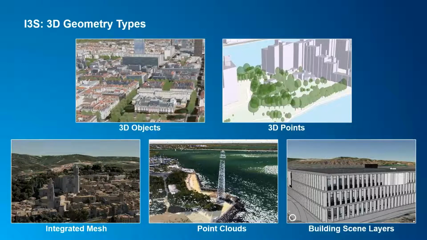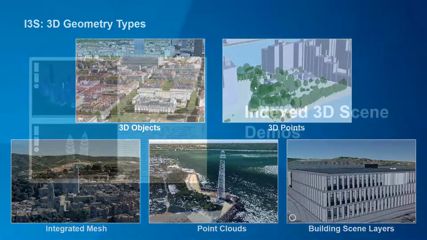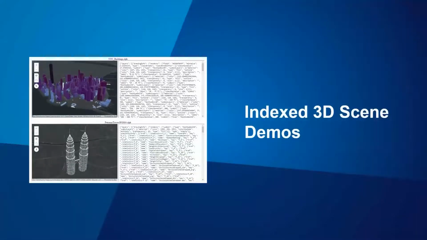And then the final type, building scene layers. This was designed to be part of BIM workflows. It includes architectural and structural details like walls, windows, and assets for facilities. So how do I3S files fit into a cloud native solution? To answer that, I'd like to do a super quick demo.